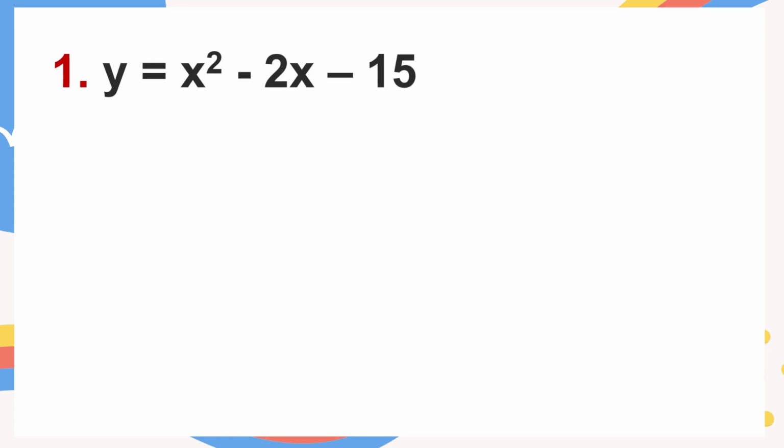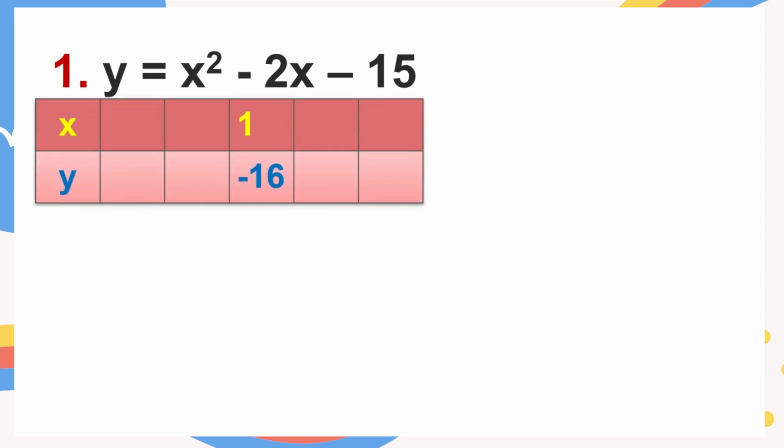To draw the graph of quadratic function, let us make a table of values. So make sure the vertex is at the center. So 1, negative 16. Next to 1 in the x values is 2. So replace x by 2 to solve for y. y is equal to 2 squared minus 2 times 2 minus 15. So y is equal to 2 squared is 4 minus 2 times 2 is 4 minus 15. Then y is equal to 4 minus 4 is 0 minus 15 is negative 15.